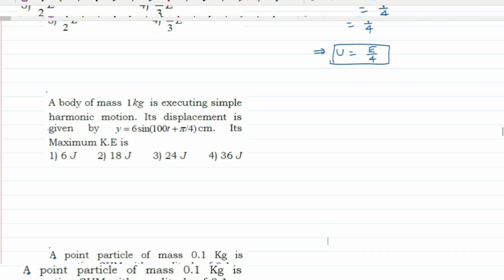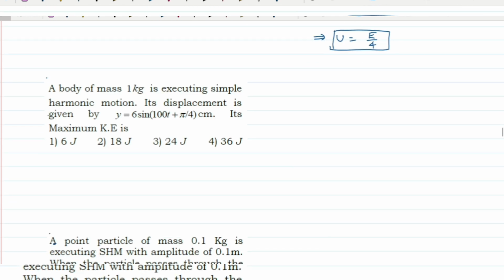Let us see the next question. The next question says, a body of mass 1 kg is executing simple harmonic motion for a given displacement. Its maximum kinetic energy they are asking. Maximum kinetic energy, the formula will be half m into V maxima square. V maxima is nothing but A omega, so that's A square omega square you can write.